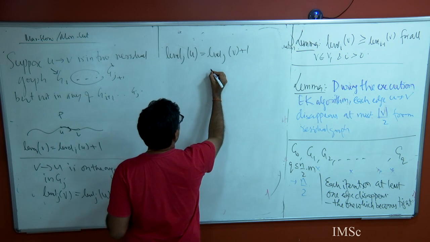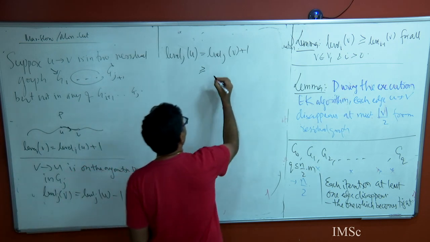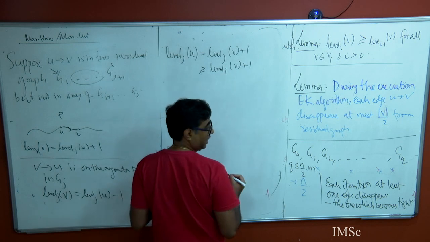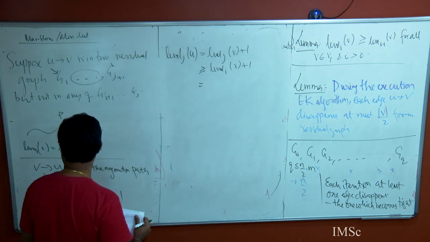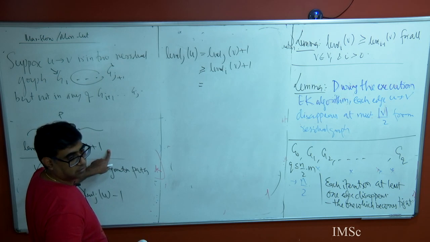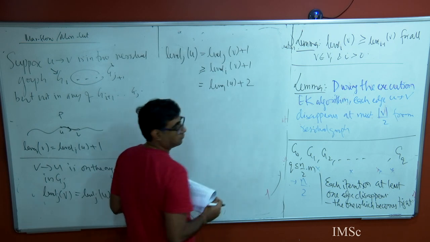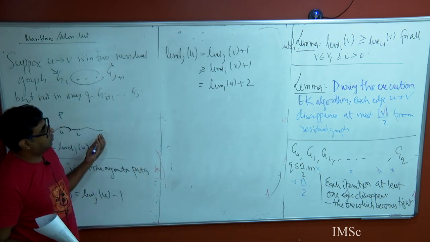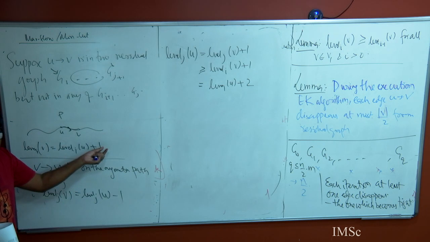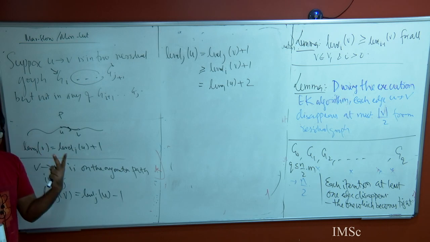Now i is less than or equal to j, so because of the monotonicity lemma, j is after i, right? So what will it imply? It implies level_i of v plus 1, right? Now what do I know? Level_i of v is level_i of u plus 1, right? So this is level_i of u plus 2, right? So what we know, every time it reappears, what is the meaning? The level increases by 2, but it is the shortest path.